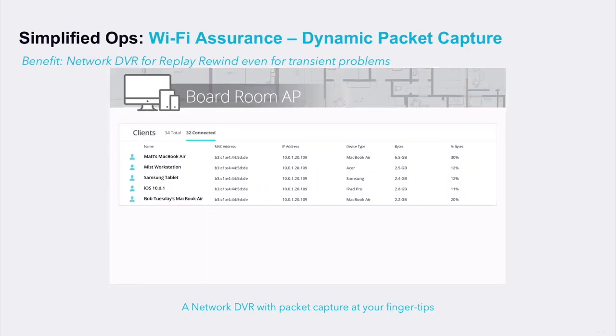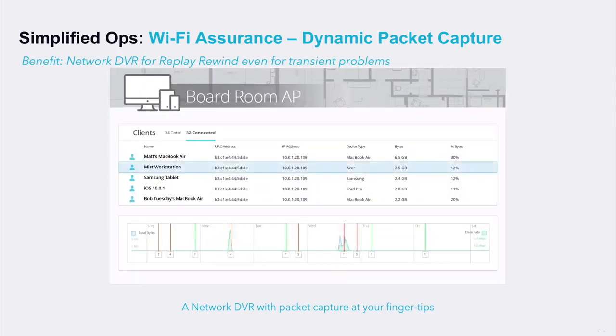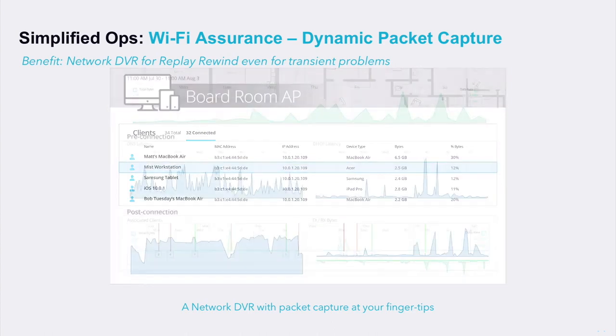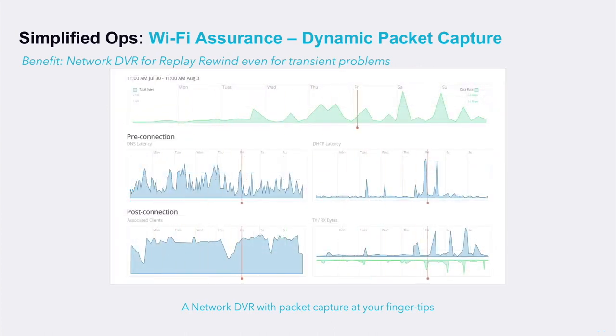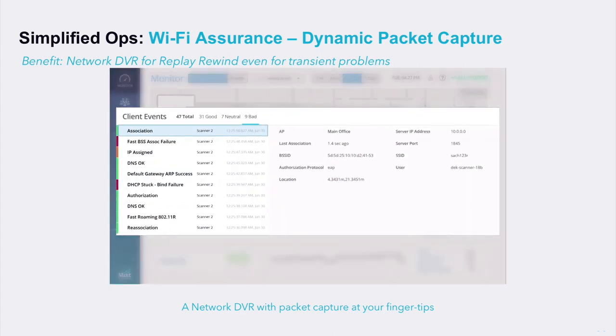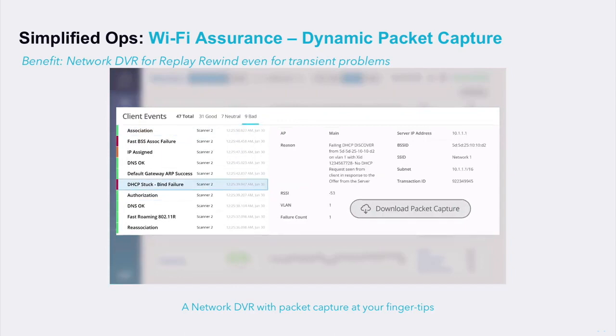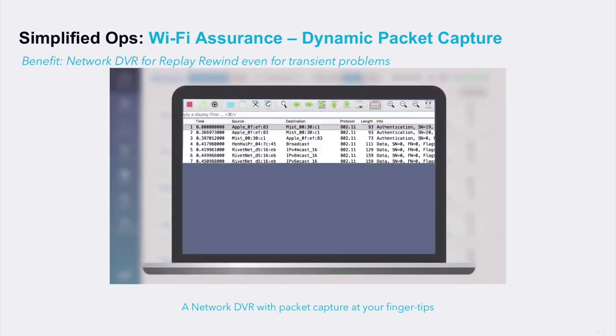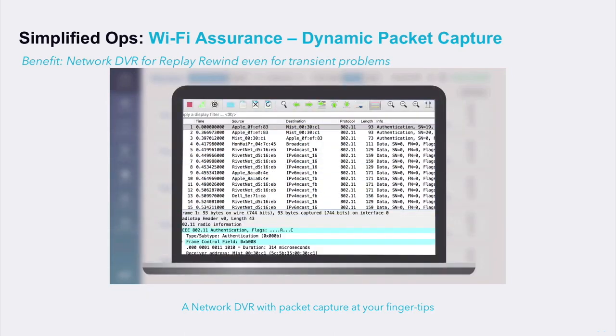All of these insights are possible because you now have real visibility into the user experience. Visualize user states over time and inspect problematic events. If a service impacting event occurs, Mist triggers a dynamic PCAP and stores it in the cloud for easy analysis. No more wasting time and money chasing temporal problems with expensive truck rolls and sniffers.